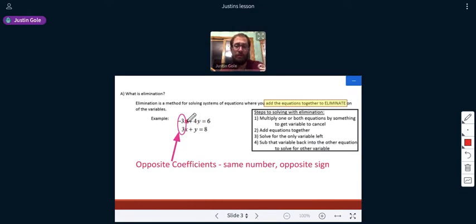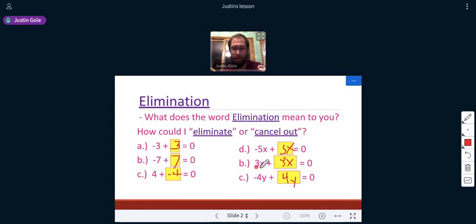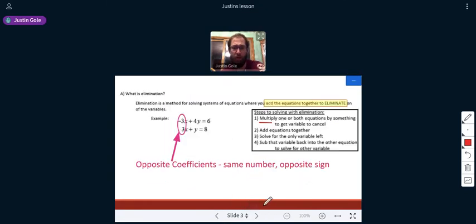So let's look here at our steps for elimination. First, we're going to check: do things cancel right off the bat? -3x plus 3x would cancel out, so I don't have to multiply anything. Does that make sense? 3x and -3x, we know that added together they're going to be 0. So if that's the case, I simply add both of the equations together.